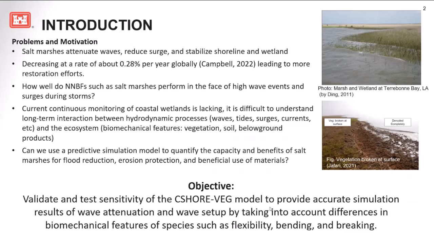Our objective is to validate and test the sensitivity of the CSHORE-Veg model to provide an accurate simulation result of wave attenuation and wave setup by taking into account differences in biomechanical features of different vegetation, such as their flexibility, bending, and breaking.